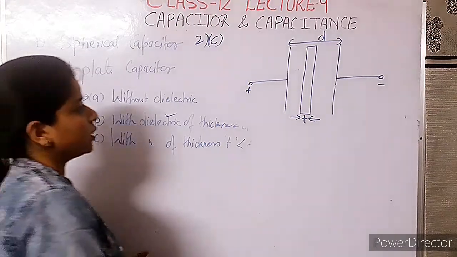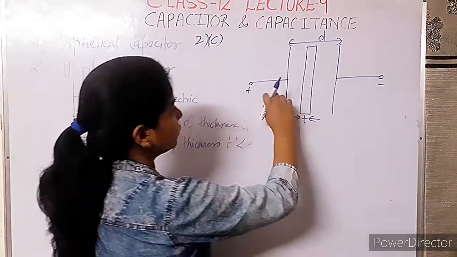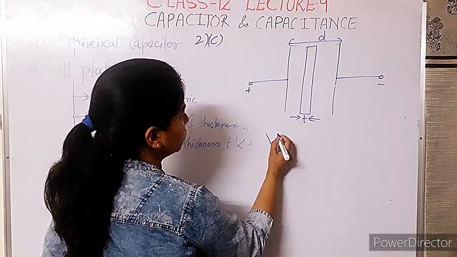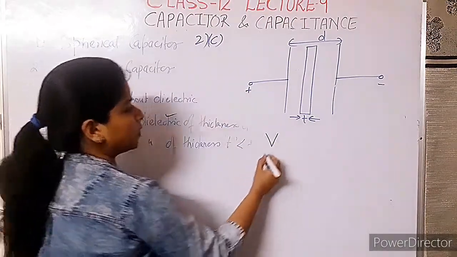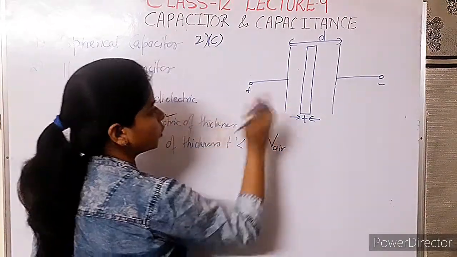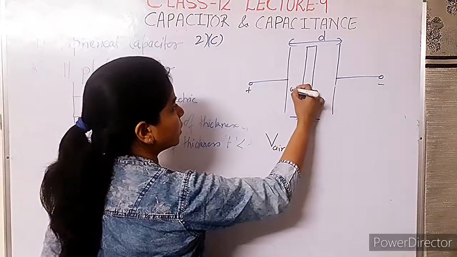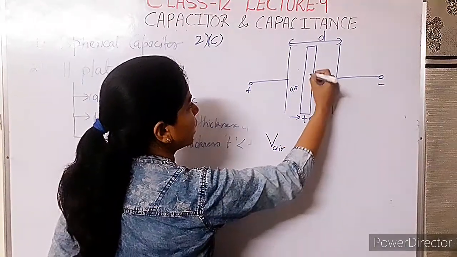If we want to calculate the potential difference across the plates, what we have to do first is find the potential difference for the air part, the air or vacuum part. So this is the air part and this is the dielectric.